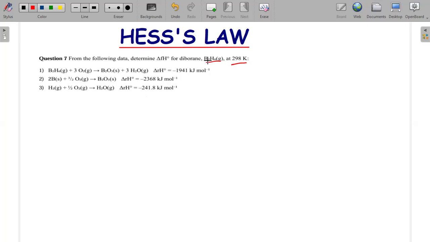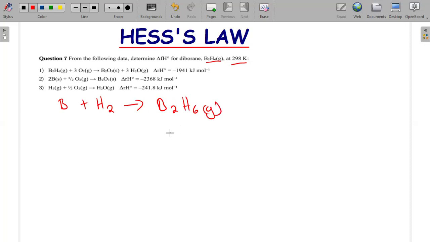Diborane is made up of two elements. We can see we have boron and hydrogen. So we're going to get our B and add it to hydrogen. Hydrogen is a diatomic molecule, so it will have a 2 like that. And then this should give us what we are looking for, diborane, which is B2H6 as a gas.